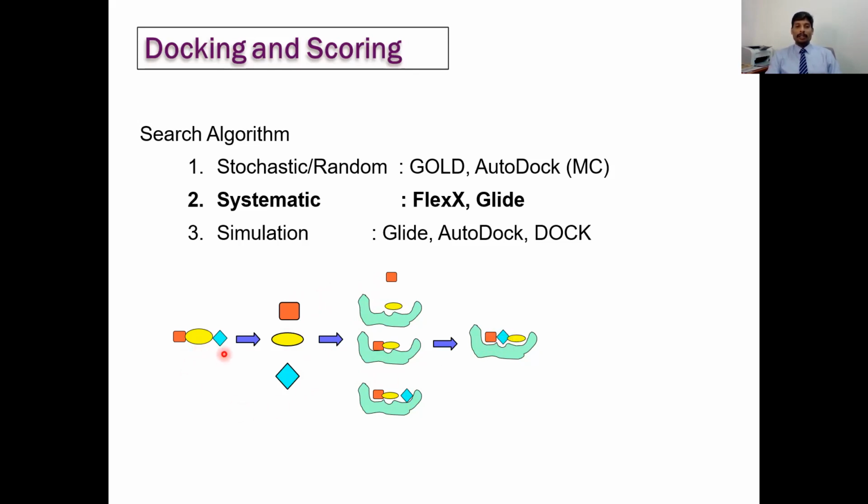So here, see, this structure is different. This structure is different. So it is an orientation. It is predicting which is the best way based on the different functional groups of the ligand and the protein active site. So that is the systematic method.